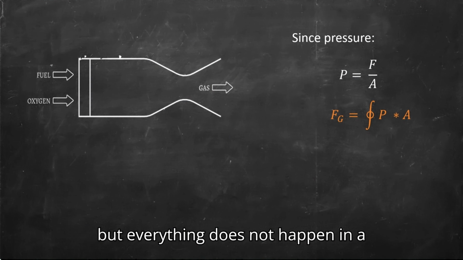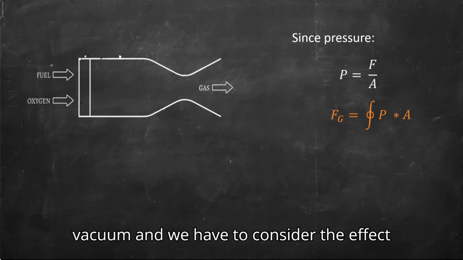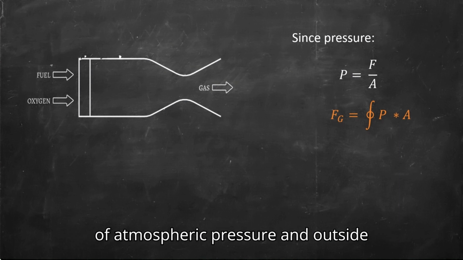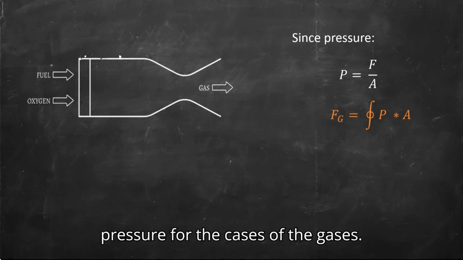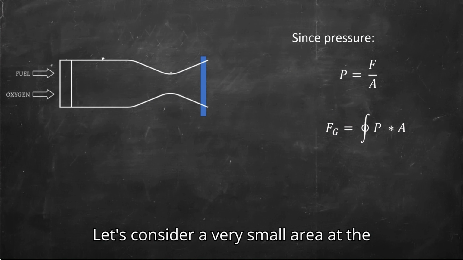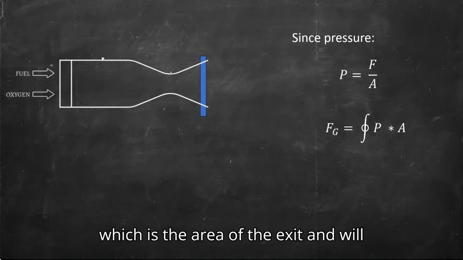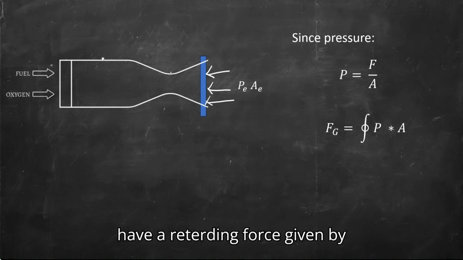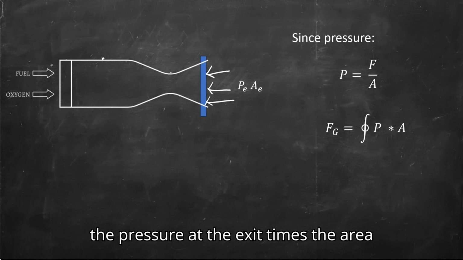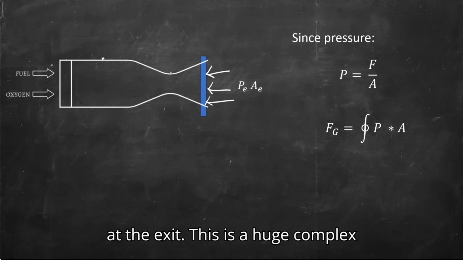But everything does not happen in a vacuum, and we have to consider the effect of atmospheric pressure and outside pressure. For the gases, let's consider a very small area at the exit, which we'll say is area E, the area of the exit, and we'll have a retarding force given by the pressure at the exit times the area at the exit.